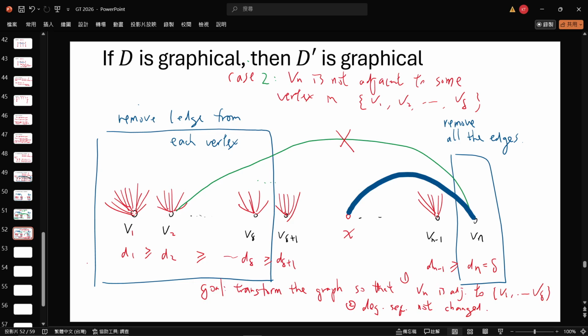And the second problem we have is that we want to remove this edge, right? Because we want to see that all the neighbors of Vn are in this box. So we also have to remove this blue edge. But by simply removing this edge, we create a new problem because now the degree of x is changed. It is decreased by 1. So let me draw a bigger picture.